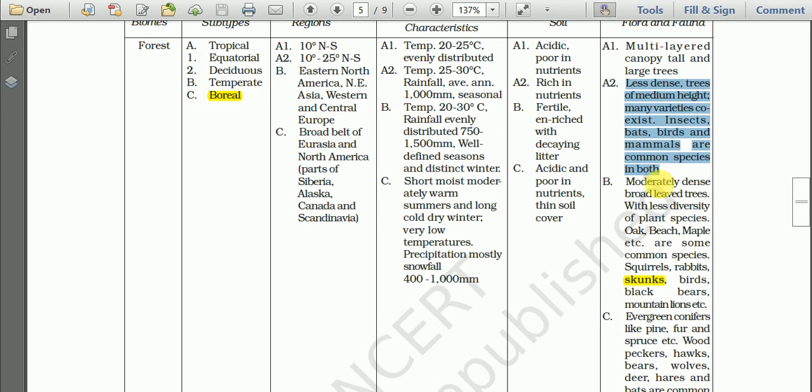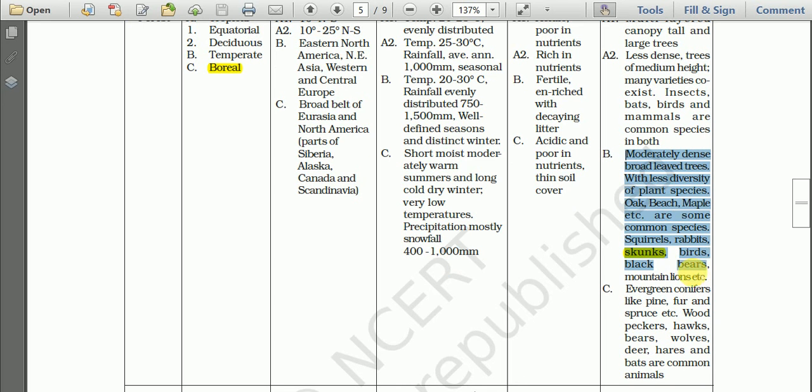Then for the temperate forest biome, the structure is like this. Moderately dense broadleaf trees with less diversity of plant species. Means there are fewer types of plant species, less diversity. Then important tree species are oak, beech, maple, etc. And common and important animals found in this forest are squirrel, rabbit, skunks, birds, black bears, and mountain lions. Skunk is a type of animal found in this region.